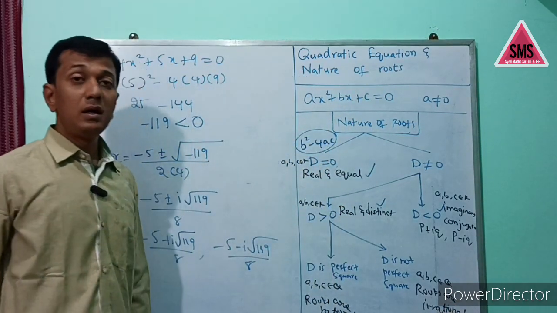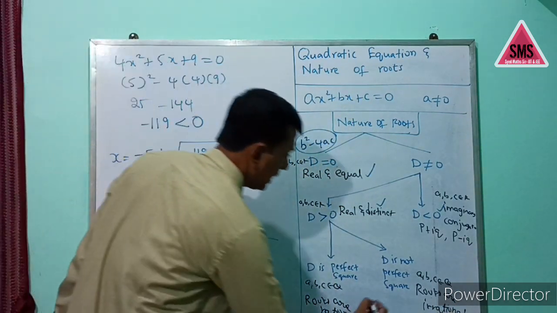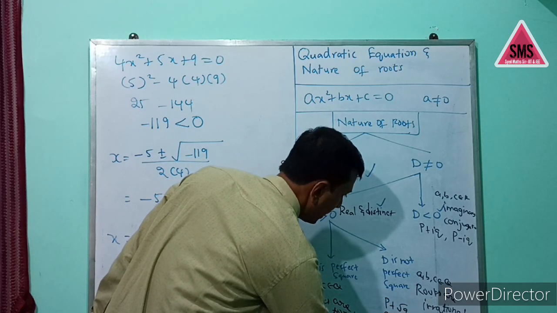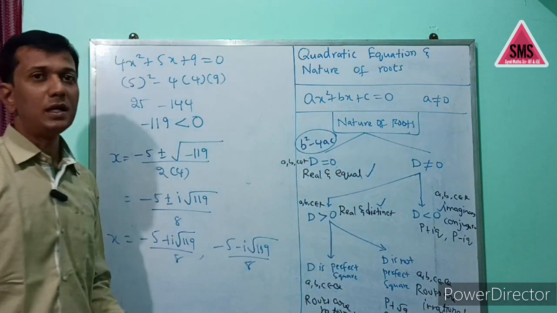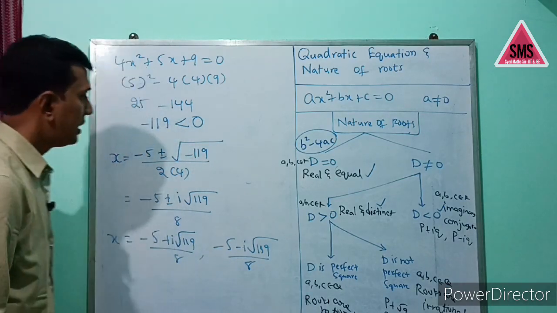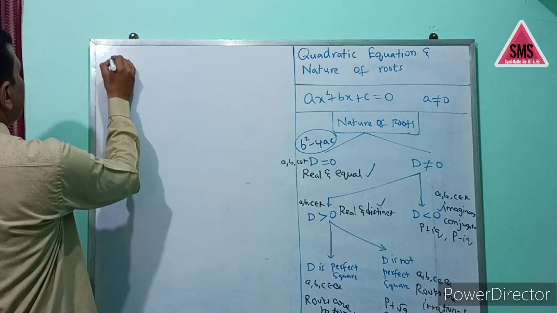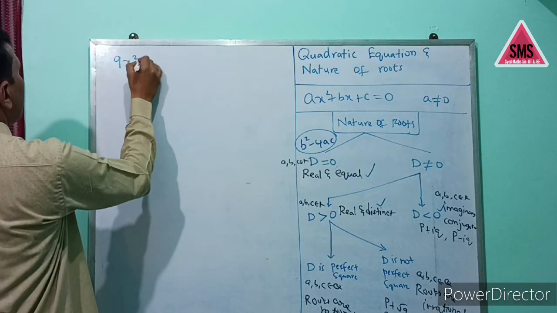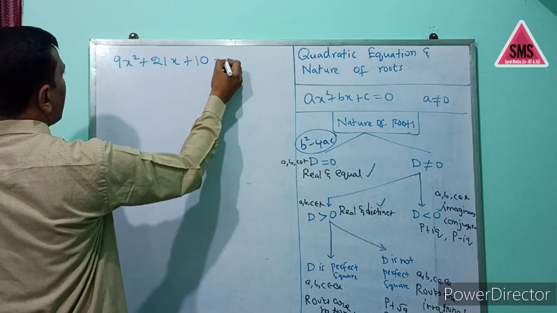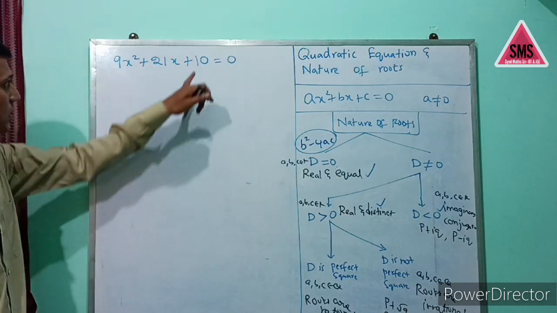What is the meaning of irrational and conjugate to each other? If one is in the form p plus root q, then the other one will be p minus root q, conjugate to each other. So let us verify this with one example: 9x square plus 21x plus 10 equals 0.